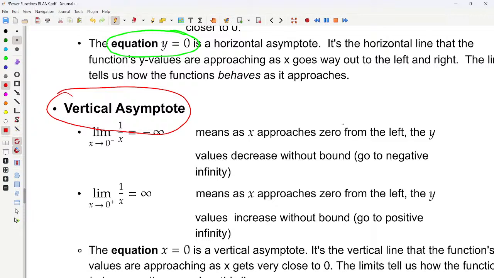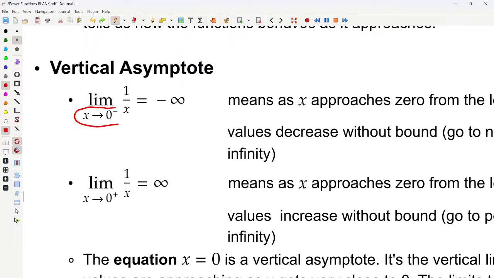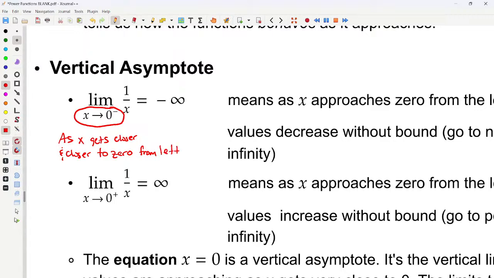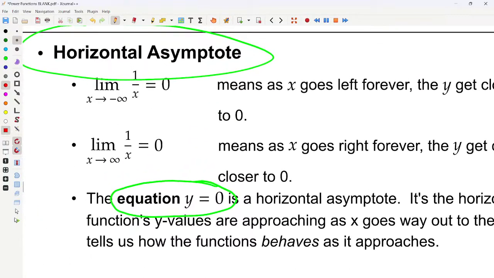Vertical asymptotes, on the other hand, there's been a change here. As x gets closer and closer to 0 from the left, that's what that means. Before we digest it, the earlier notation meant as x goes smaller and smaller and smaller, it just keeps going down, the end.